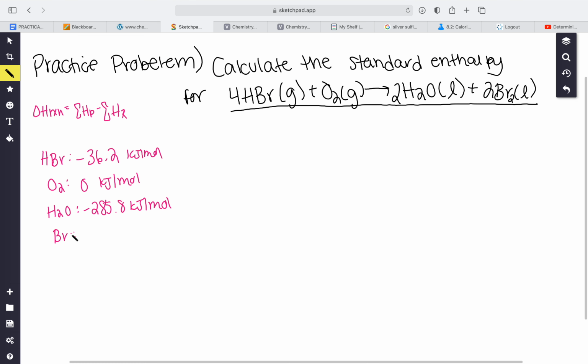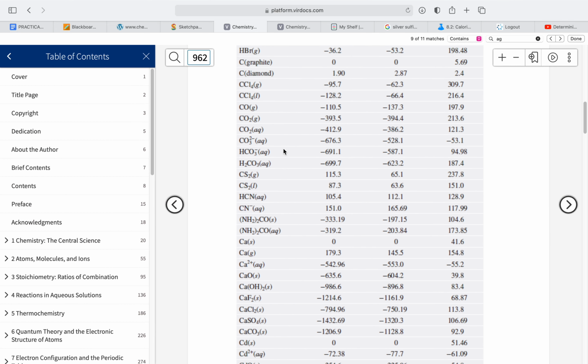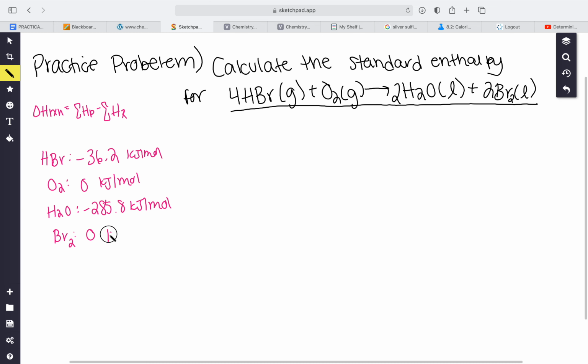And then 2Br2 as a liquid. Going back to Br, seeing if we can find it. Br2, that's a gas. We want it as a liquid. Okay, cool, as a liquid, it's 0. Easy enough. Alright, cool. So now we're going to be doing this equation over here.